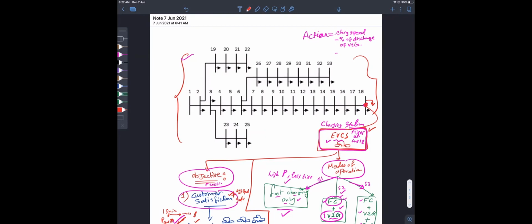Okay, we will fix it here at number 18, and then we have fast charging. The mode of operations will be done. No need to worry. So just scroll down here.